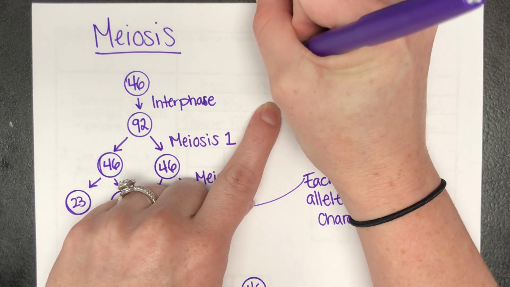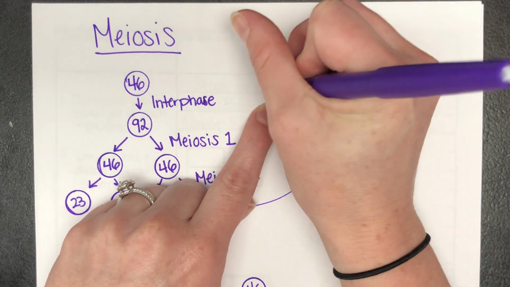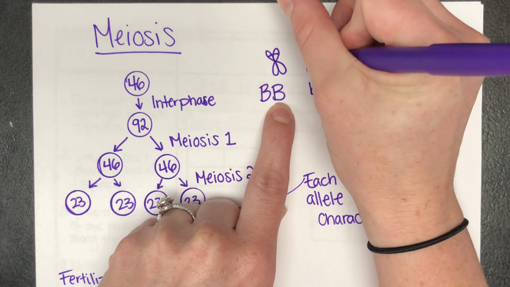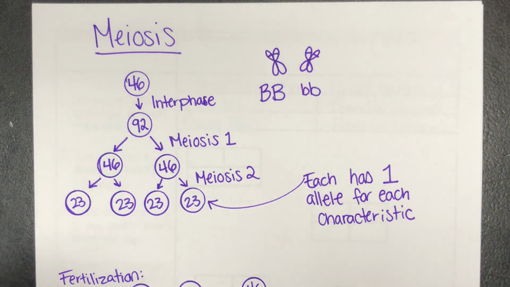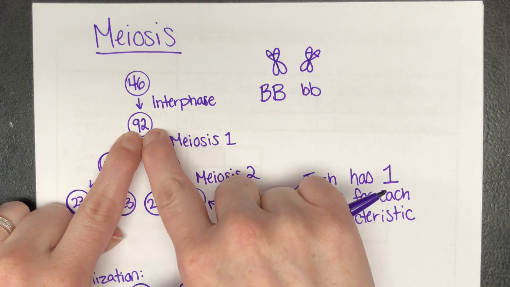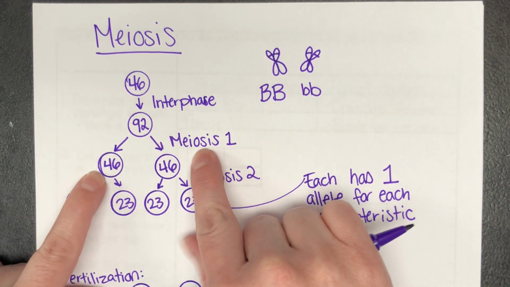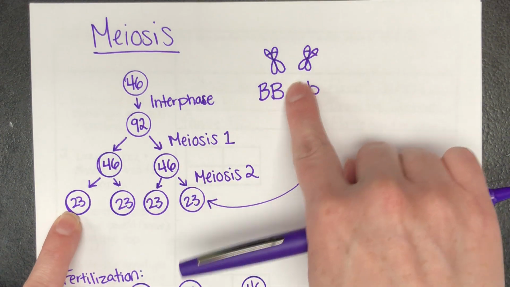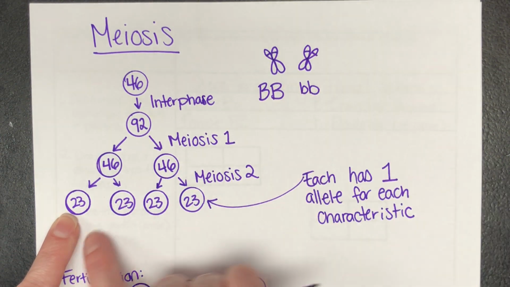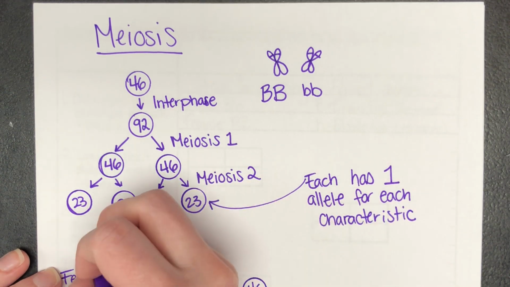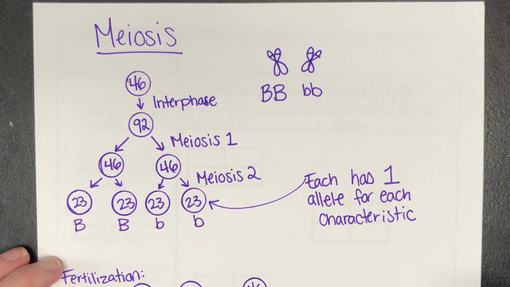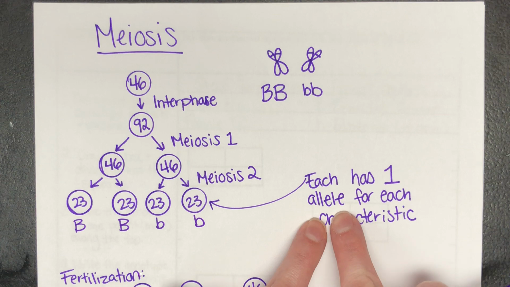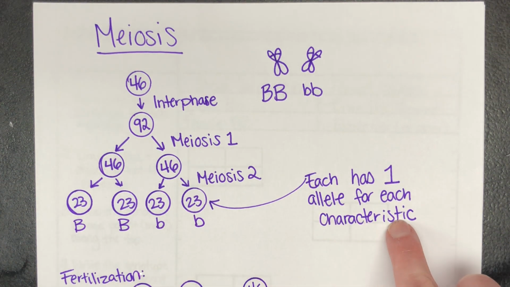So when these are copied, now we have two big B's and two little b's. So now we have 4 alleles for this trait. Then the cells undergo meiosis 1 and meiosis 2, so that now we have one each of these in these 4 cells. So this one might be big B, little b, little b. Each one of these will have one of those alleles for each characteristic.